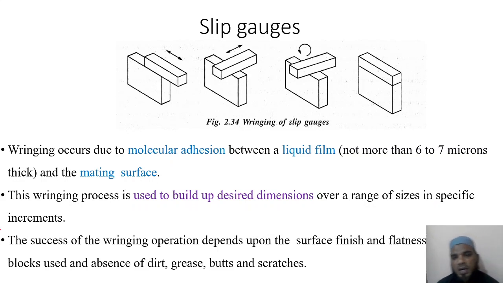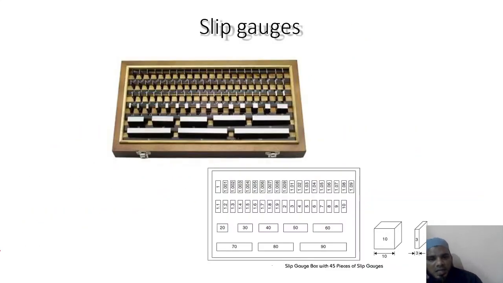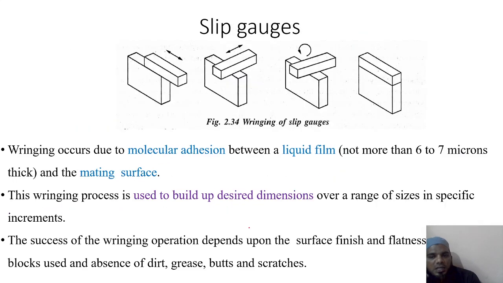Instead of having a continuous scale, you can have different scales. If you want to find 35 and you don't have a 35 block, what you will do is take 30 from here and 5 from here, and you will rub them together. That process is called wringing. After wringing, they will be attached and become a single complete object, and you can measure that.